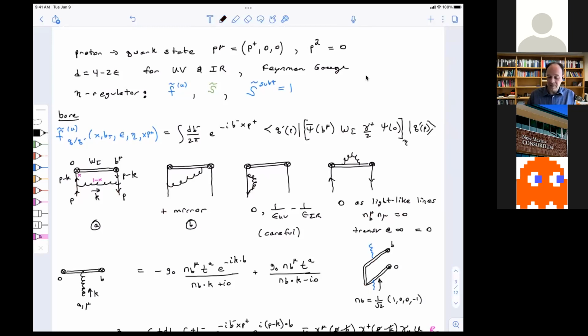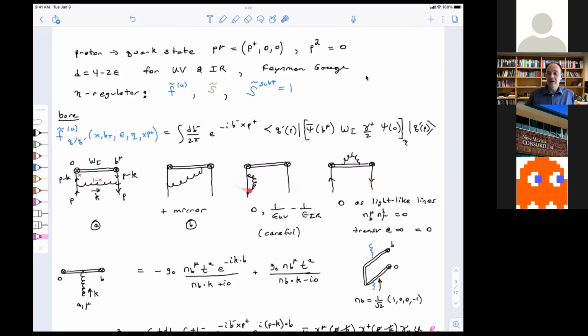So this would be like n_b in my notation here, where this is a light-like vector that tells me the direction of this line. If I attach to there and there, I would get n squared, and it's 0. So those diagrams are just 0. I could also attach to this transverse edge, but that's very far away. And in covariant gauges like Feynman gauge, those diagrams vanish too. So this is just 0, and that's convenient.